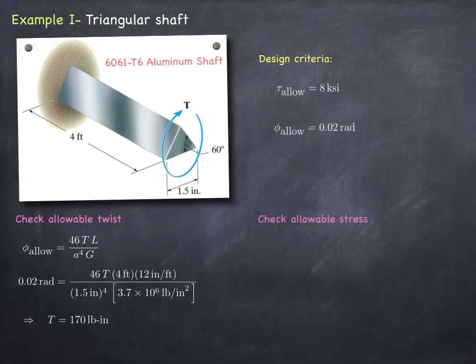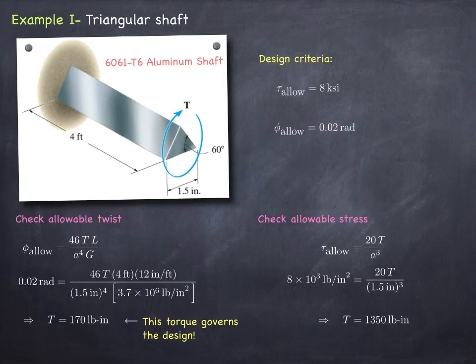We can also check for allowable stress using the formula we've seen in the previous slide. Set the allowable stress on the left-hand side to 8,000 pounds per square inch, PSI, making sure that all the units are consistent on both sides. The only unknown, therefore, on the right-hand side will be the torque, which we can compute to be 1,350 pound-inches. Between these 2 alternatives, the smaller one will obviously govern the design, because at that torque we will have reached the allowable tip twist criterion first, before reaching the allowable shear stress.